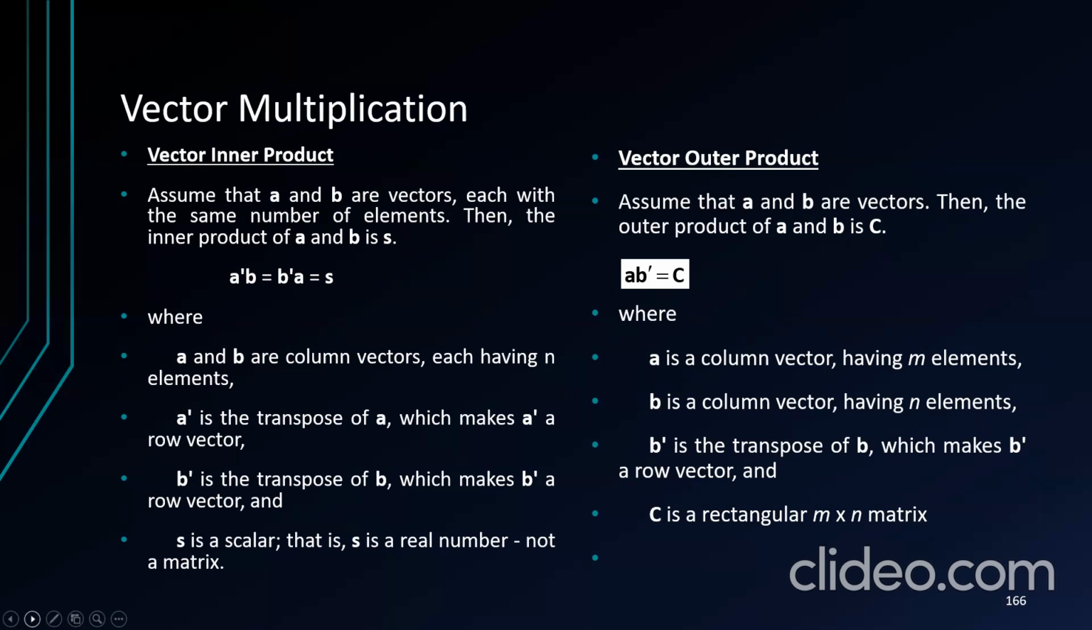Vector outer product. Assume that A and B are vectors, then the outer product of A and B is C. So A B prime is equal to C. A is a column vector having M elements. B is a column vector having N elements. B prime is transpose of B, which makes B prime a row vector. So C is a rectangular M by N matrix.